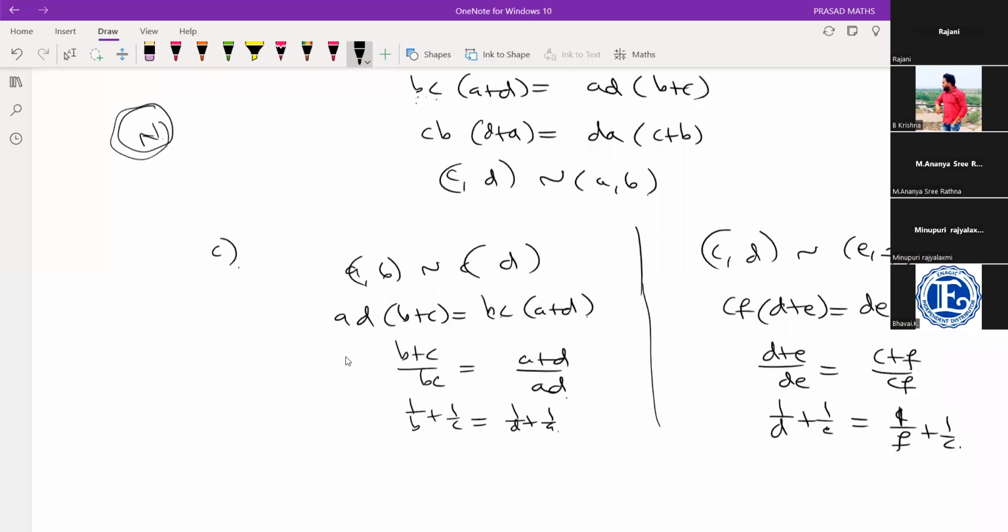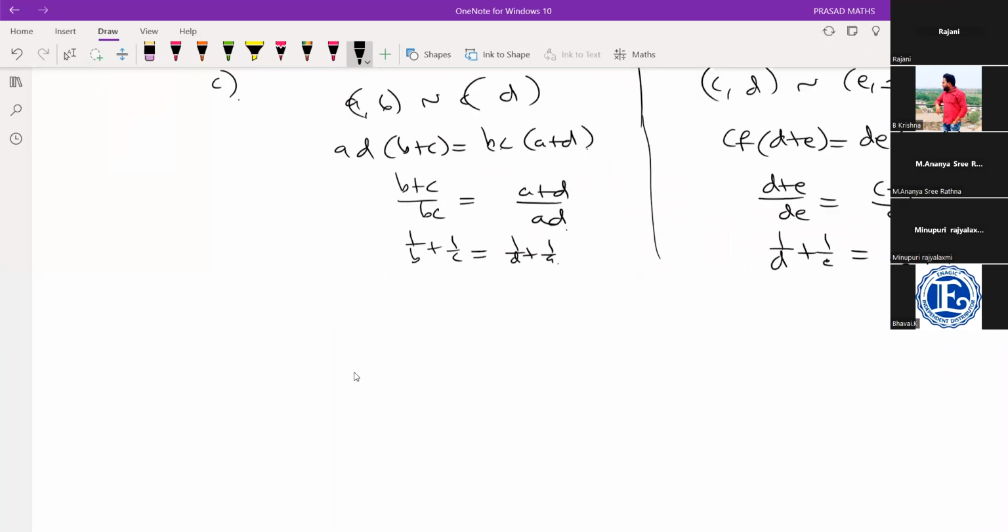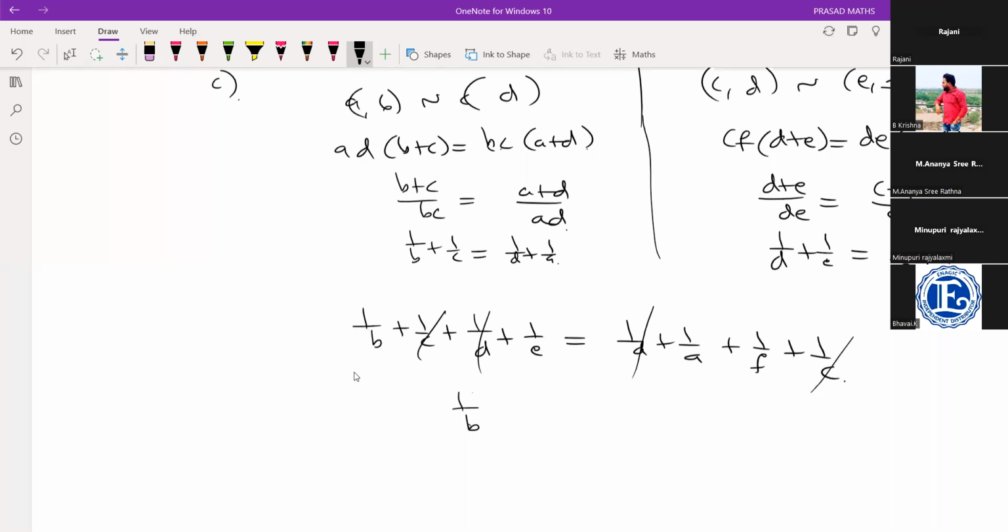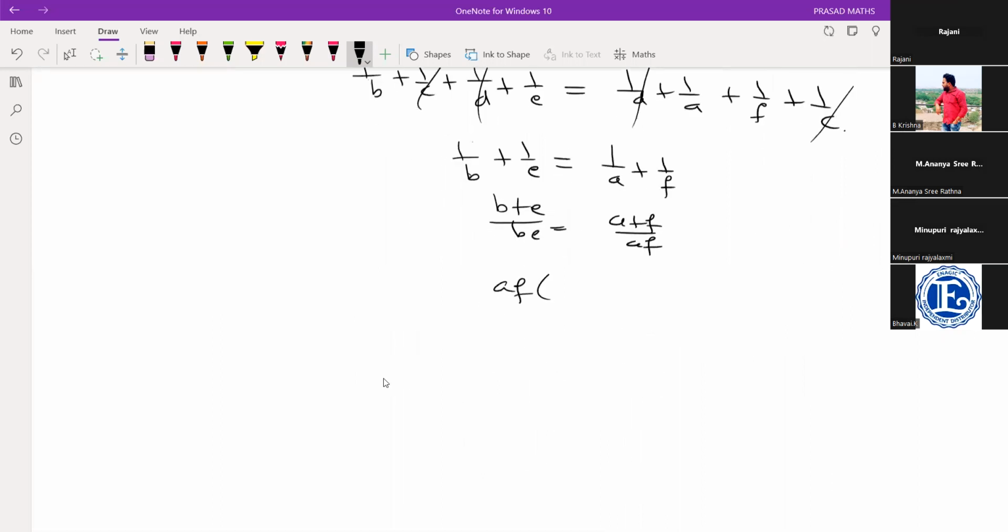Now what you do is just add these two equations. What you get? 1 by B, 1 by C, 1 by D, 1 by E is equal to 1 by D, 1 by A, 1 by F, 1 by C. So here 1 by D and 1 by D cancel, 1 by C and 1 by C cancel. So what you get? 1 by B, 1 by E, 1 by A, 1 by F. But this is exactly B plus E into BE, A plus F into AF. Again by cross multiplication, AF into B plus E is equal to BE into A plus F.